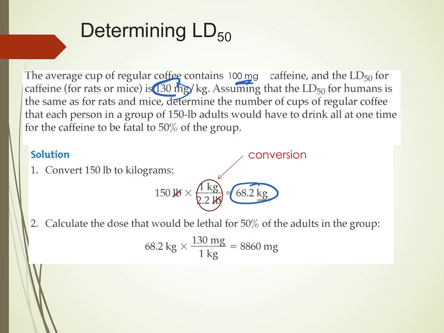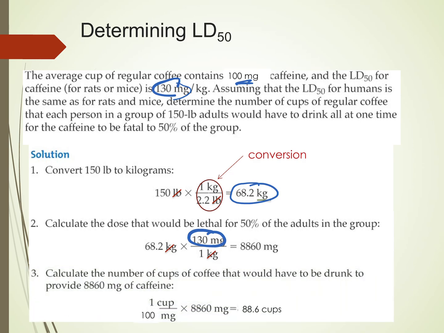So that's how many kilograms the person weighs. You need 130 milligrams per kilogram. There's the 8860 milligrams that you need to kill 50% of the population. And since 1 cup is 100 milligrams, we wind up with 88.6 cups.